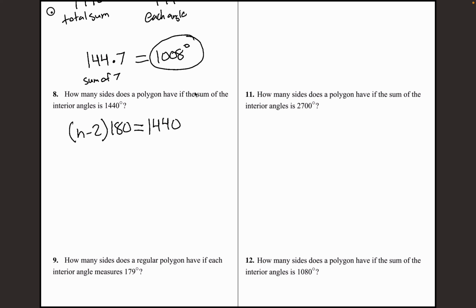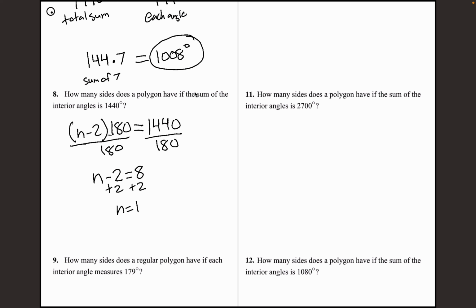Now, I need to get n by itself. What do I need to do on the left side? I need to divide by 180 on both sides, because this is multiplying. So in order to get rid of the multiplying, I need to divide. So what is 1,440 divided by 180? It's 8. So then I have n minus 2 equals 8. And then all I have to do in order to get n is just add 2.